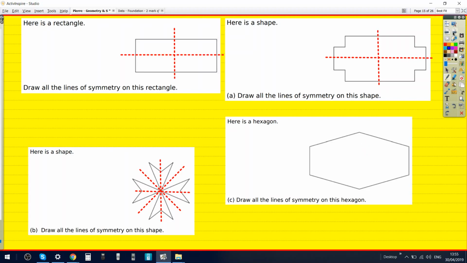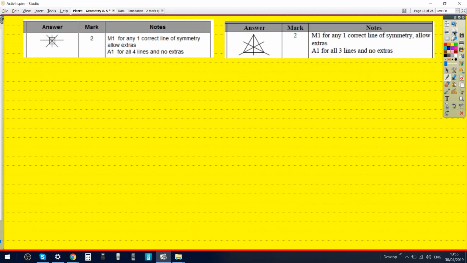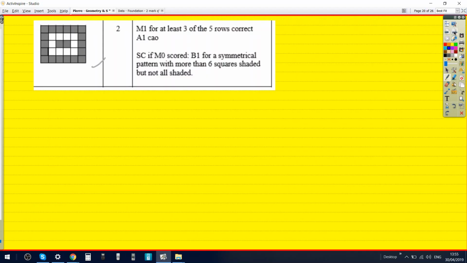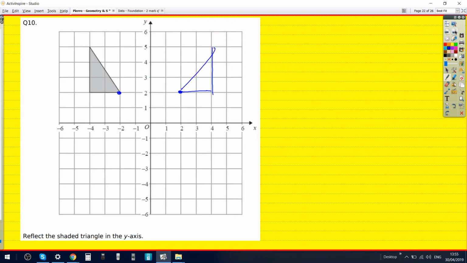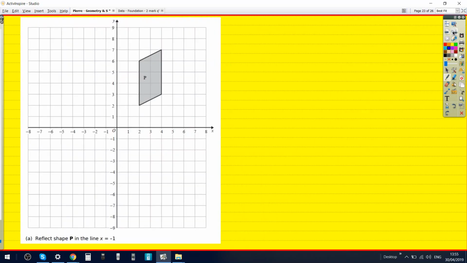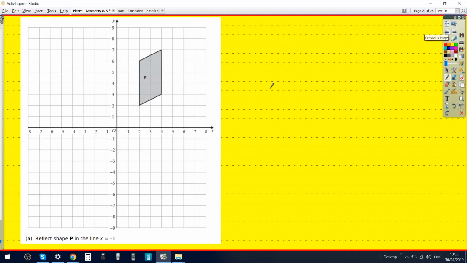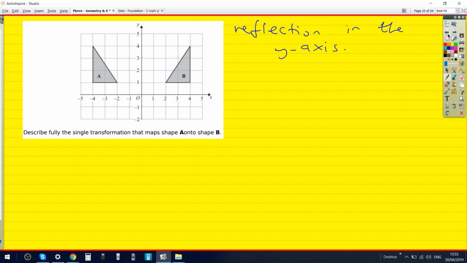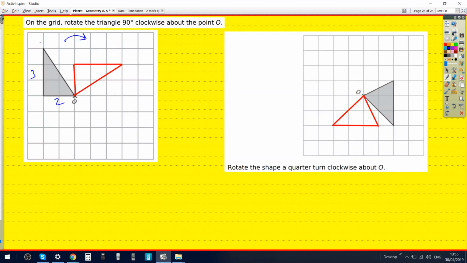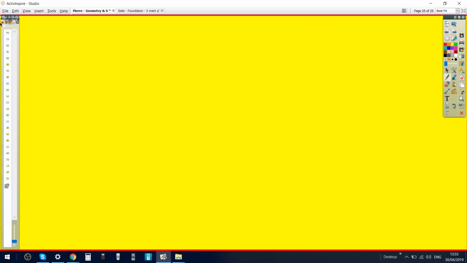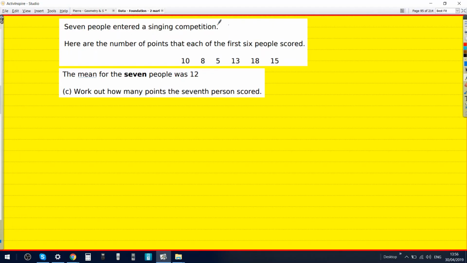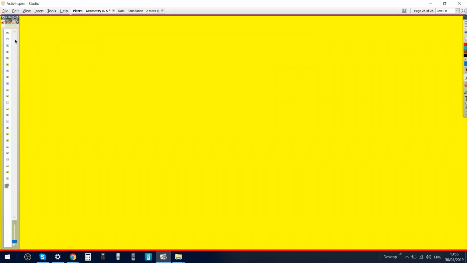All the lines of symmetry are fine. Reflection's fine. That one's fine. That one's fine. So the only stuff now is the 2 mark data, and then I'll be happy. I've got the 2 mark data here. There's a lot of it, but there's probably a lot of duplication as well.